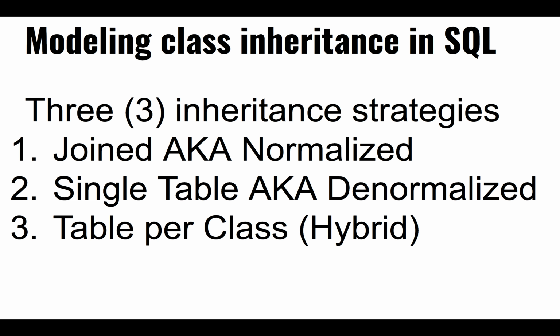But nevertheless, we need to see ways how we can twist SQL in such a way that would allow us to model the concept of inheritance. There are quite a few different ways of doing it. We're going to look at 3 different ways. There are three strategies that we can use. One is called the joined or normalized strategy. One is called the single table or denormalized strategy. And finally, the hybrid, or table per class. So let's take a look at each one of them.